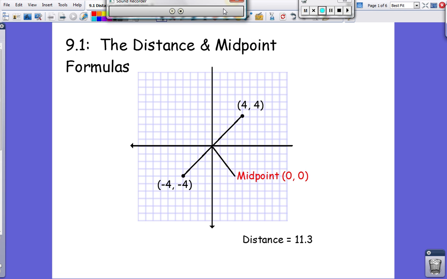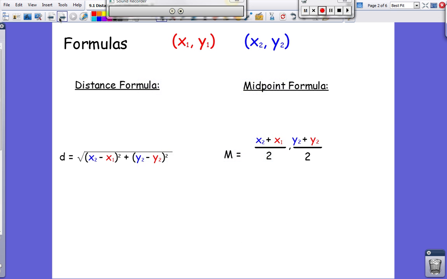All right, lesson 9.1 is the distance and midpoint formula. Now, if we look at this diagram right here, if we look at the two ordered pairs (4, 4) and (-4, -4), you find out that the midpoint between those two points is (0, 0), and the distance, if we measured it from here to this ordered pair, would be 11.3. And the way that you're actually going to find those is with these two formulas.